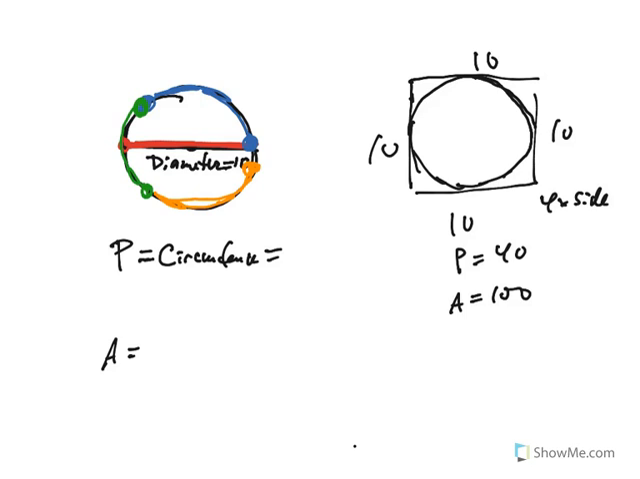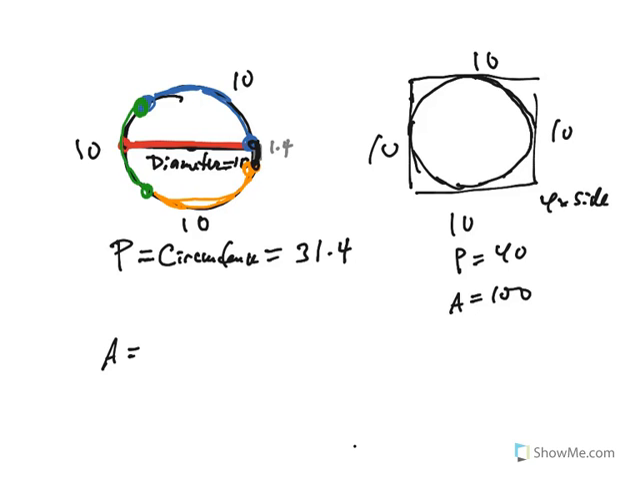So the circumference is not 30. It's 30 something. It's close to 30. The big mathematical question is, what is that little piece? If each of these is 10, how big is the leftover little piece? Well, it turns out it's about 1.4. And the circumference turns out to be about 31.4.